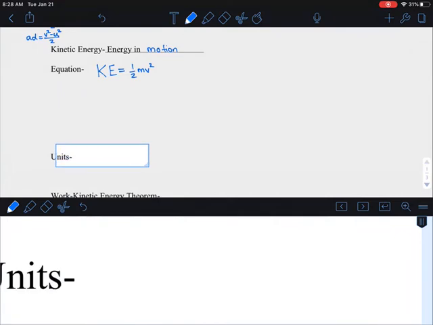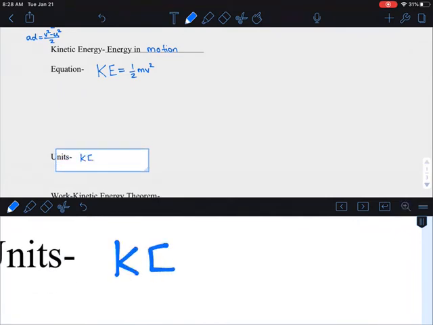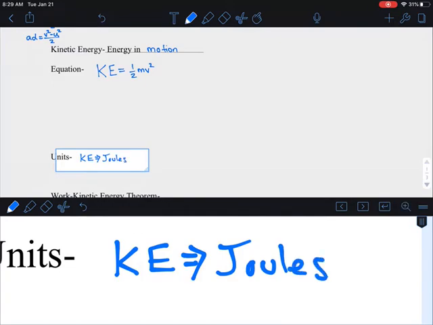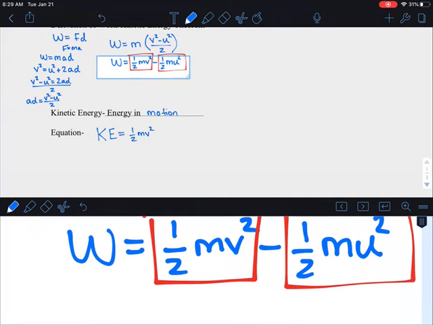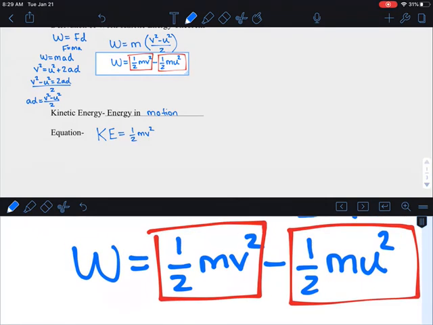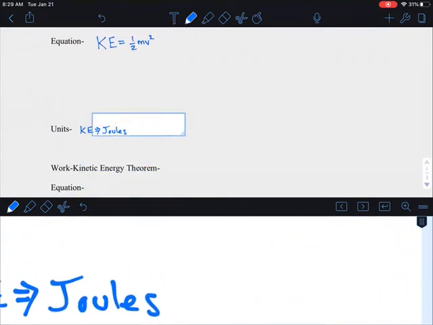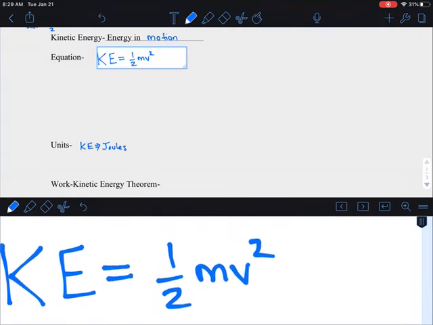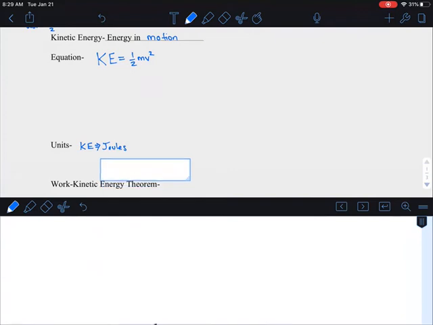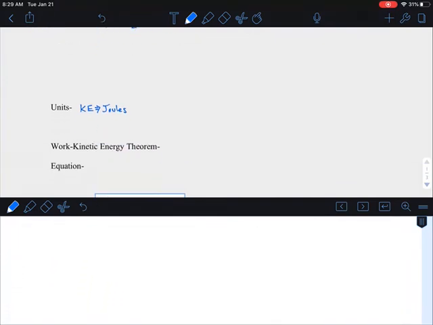Right, so what are the units? Kinetic energy, it's energy, and if you remember back to electricity, all energy is measured in joules. So if you notice, going back up here, work, what is work measured in? Well, it's measured in joules. And then 1/2 mv squared, it's going to be measured in joules. So joules equal joules here. And then mass is still kg, measured in kilograms, and speed is meters per second. Okay. So pretty simple equation there.